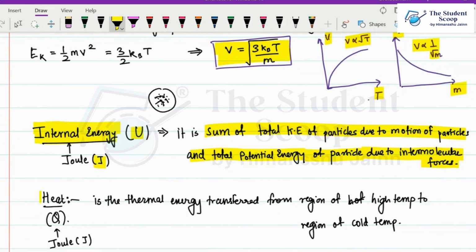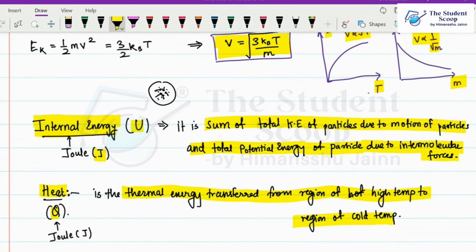Then we would like to define heat as well. Heat is the amount of thermal energy transferred from a region of high temperature to a region of low temperature. How much heat is transferred is simply called heat. It is given as Q and measured in joules.